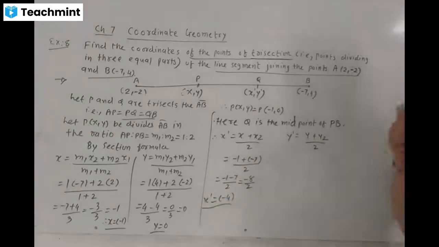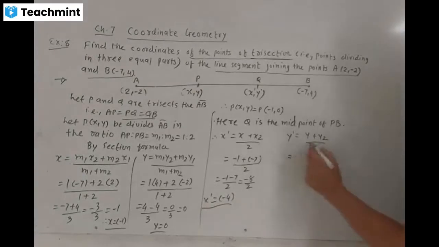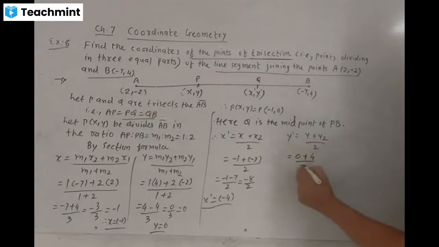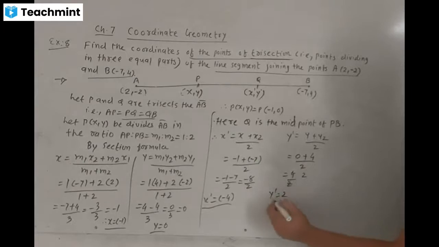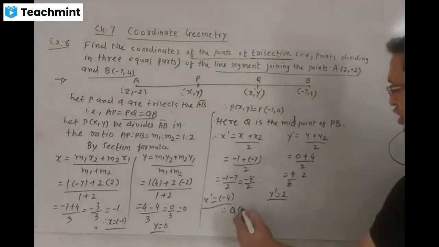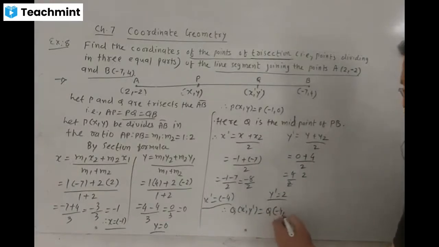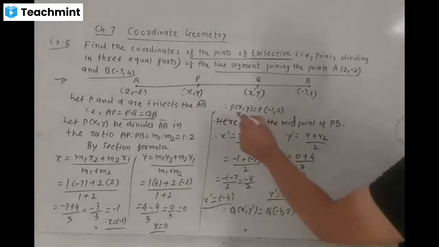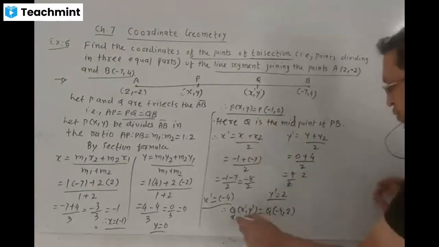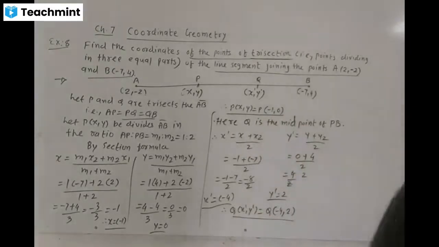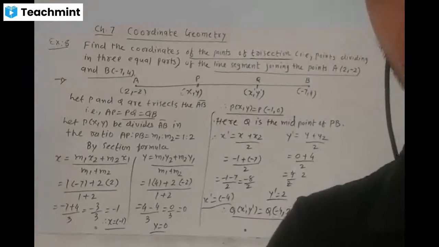Therefore, the coordinate x' is -4. And for y', y is equal to 0, y2 is equal to 4, so (0 plus 4) divided by 2, that is 4 by 2, which is equal to 2. Therefore y' is equal to 2. The coordinates of Q(x', y') are (-4, 2). So P and Q trisect the line segment AB, and the coordinates of P are (-1, 0) and the coordinates of Q are (-4, 2). Clear?